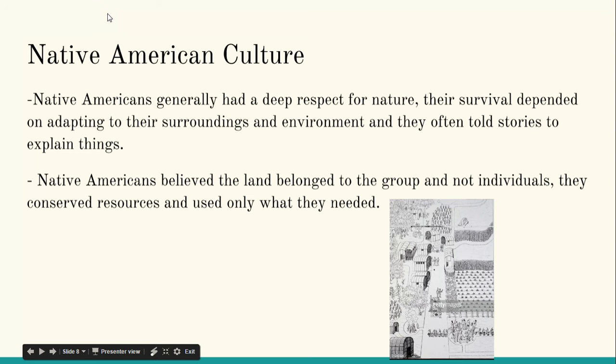Native Americans believed that land belongs to the group and not individuals. Europeans, on the other hand, believe the opposite. Native Americans also believe in conserving resources and using only what they need. And if, for example, an animal was killed, they would use every last part of that animal some way, somehow.